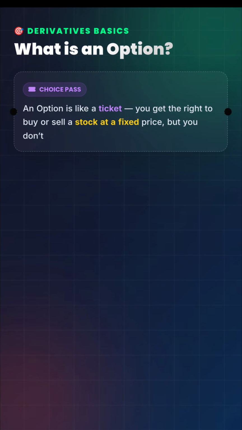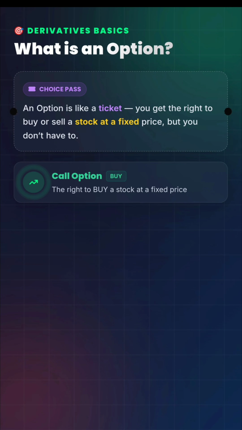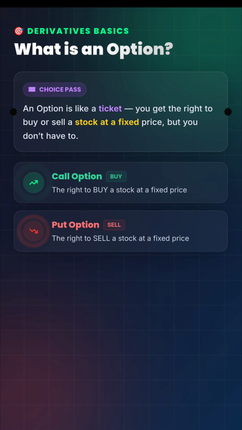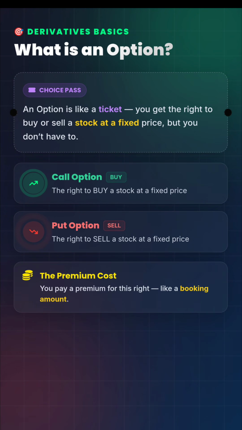You get the right to buy or sell a stock at a fixed price, but you don't have to if you don't want to. There are two types of options contract. Call option means right to buy, and put option means right to sell. You pay a premium for this right, like booking an amount.